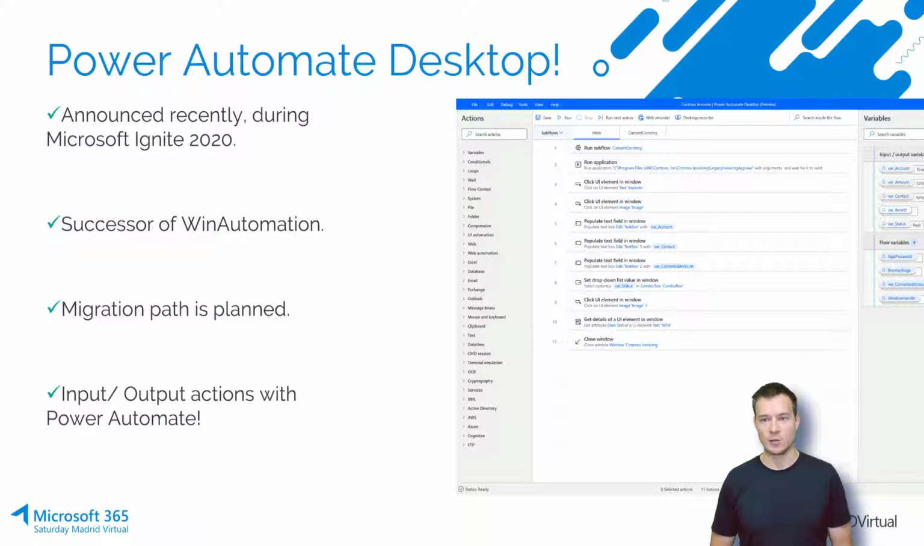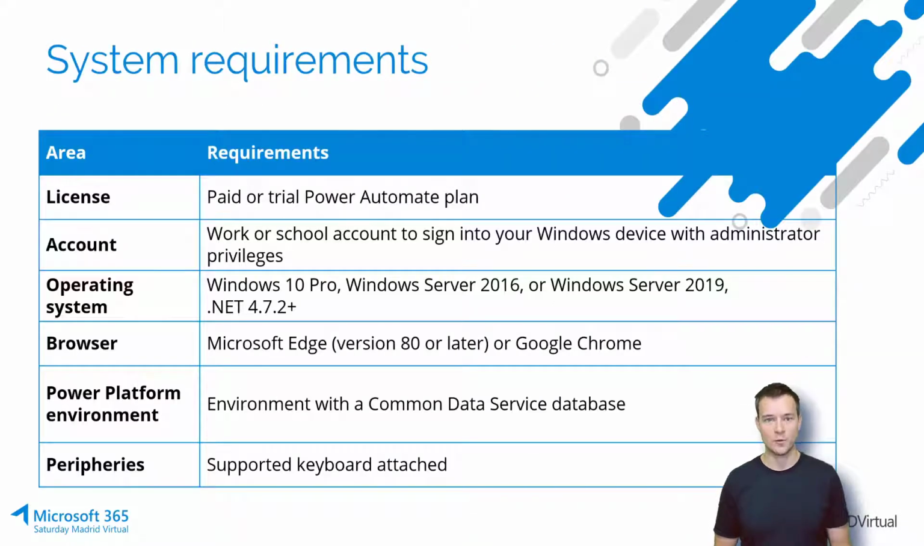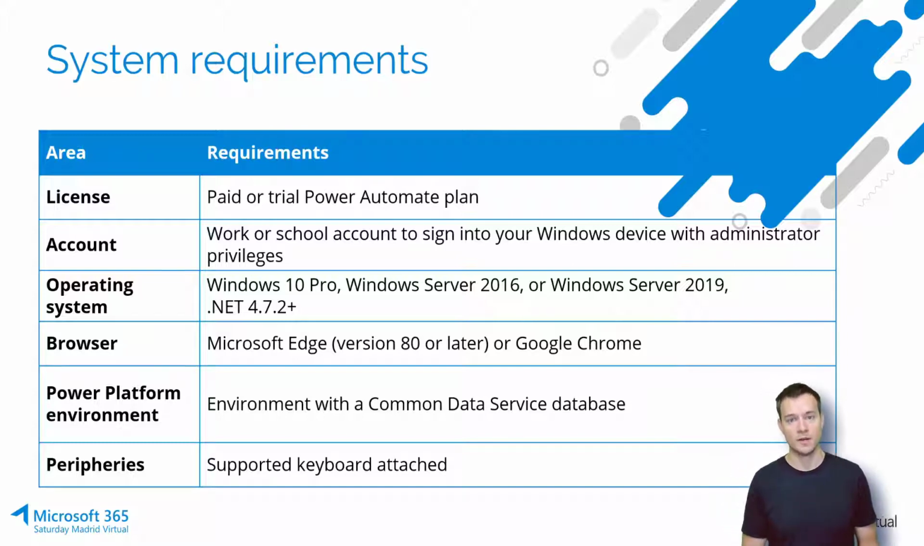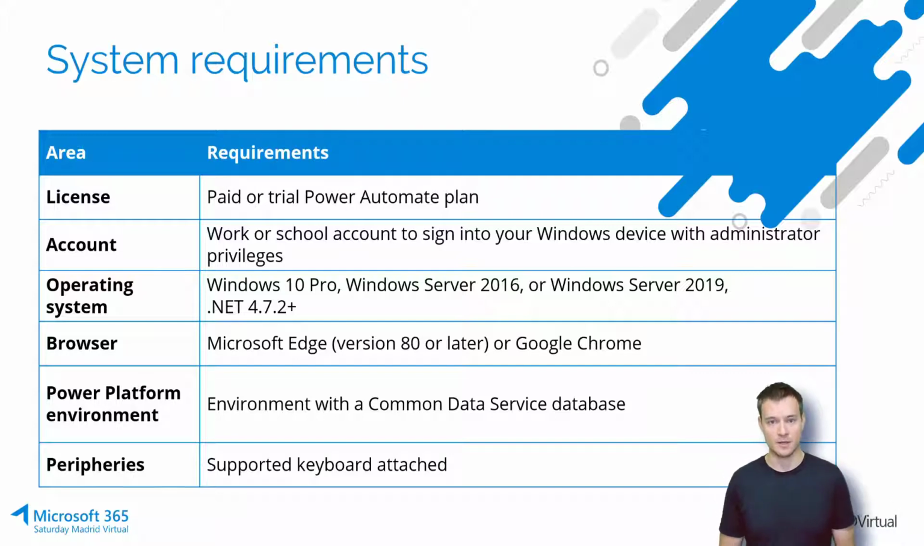Wow, all right, a lot of talking. So just a few information before I show you how these applications work. First, what we need to run either of those. We need to have the paid or trial Power Automate plan to create Power Automates that can trigger the RPAs. So the RPA action is the premium one, so you need to have the license. You need to have as well the work or school account to sign into your Windows device, and this account has to have the local administrator privileges. So this is the account that will be used by the RPA to execute all these steps that were recorded while the RPA flow was built.